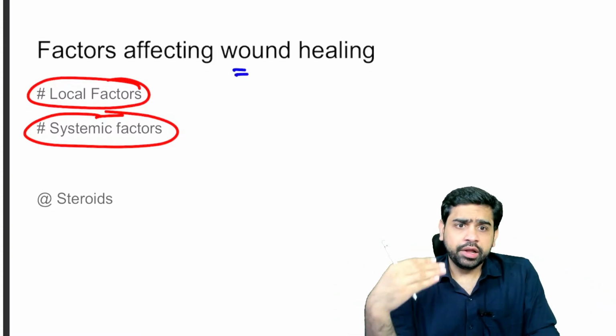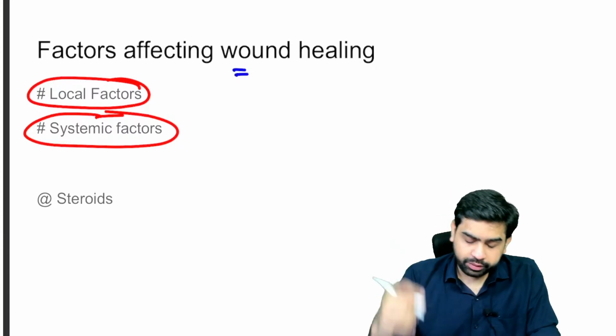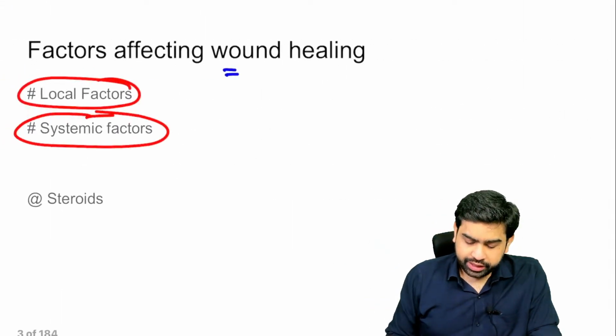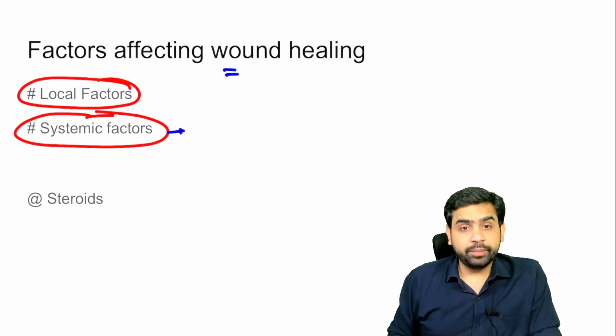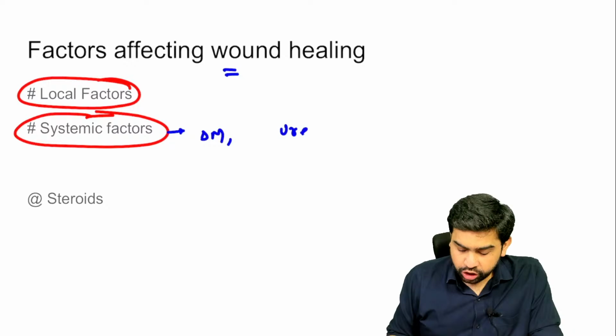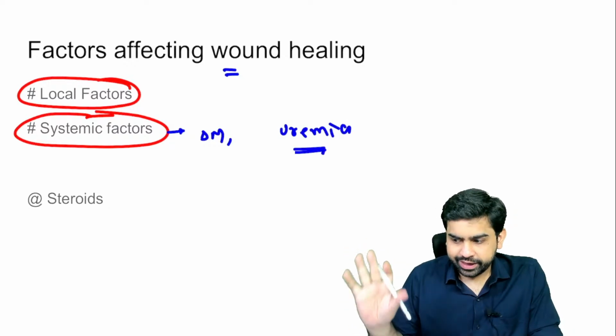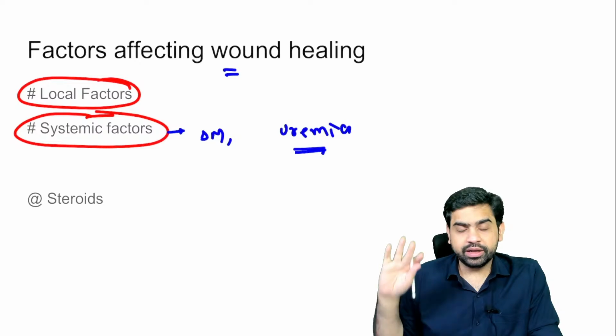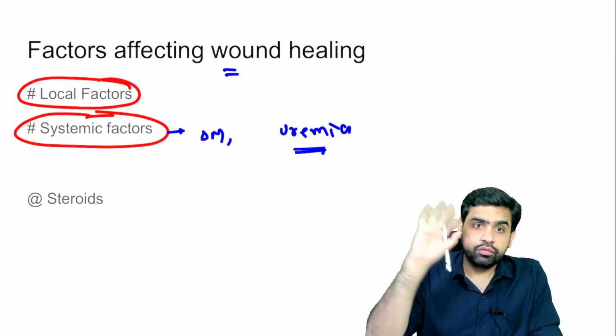Then we have the systemic factors. Now, what are these particular systemic factors? This basically includes the nutrition of the patient, or let's say a patient who has some kind of medical disease like diabetes mellitus, or the patient has uremia, like uremic encephalopathy. Uremia, hepatic failure, all those particular things hamper wound healing.